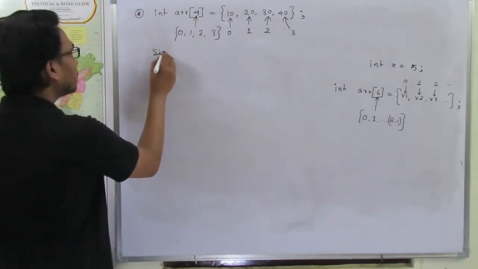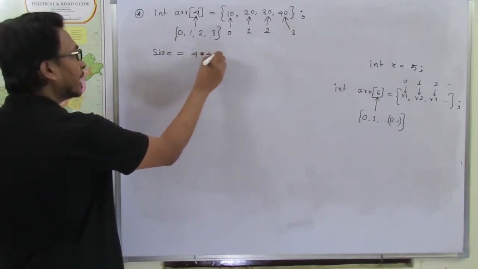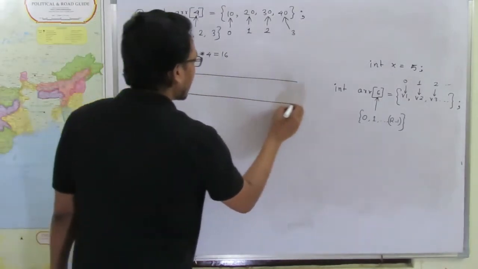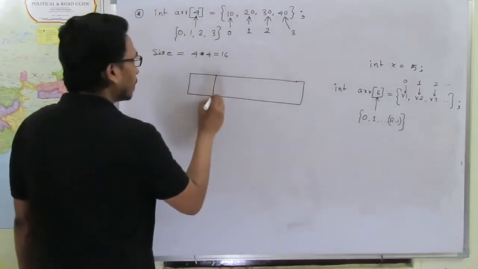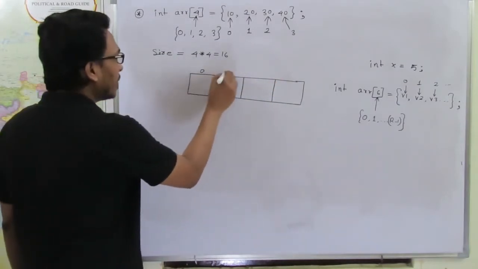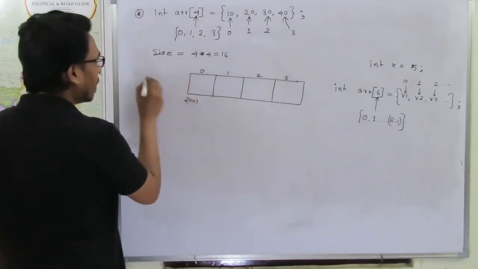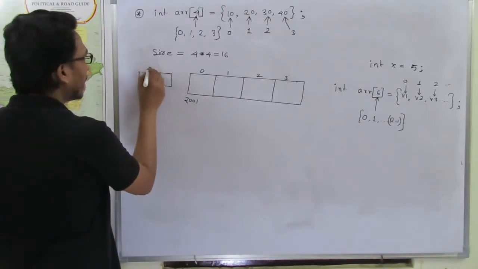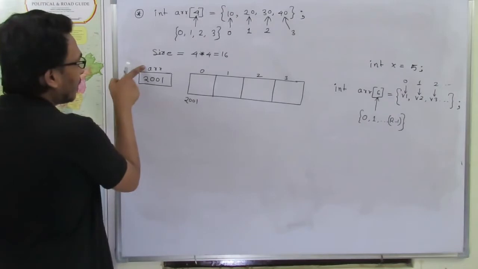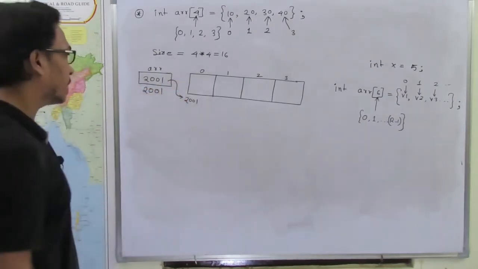Now how much memory will be required? The size of memory for this whole array will be 4 into 4, that is 16. That means a 16-byte memory block will be created for the array with 4 individual elements, and the index of each element will be 0, 1, 2, 3. The base address, let's say 2001. So the logical part, the array itself, will contain the base address of the array, and the base address of the array itself will be 2001, and it is pointing to this particular address.